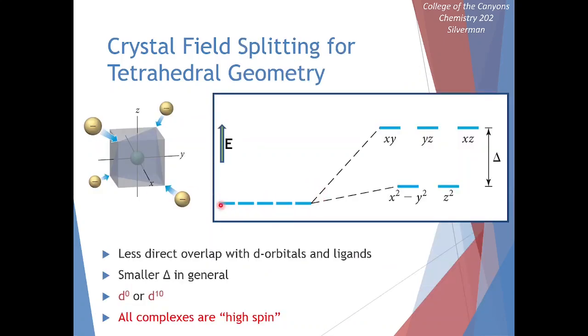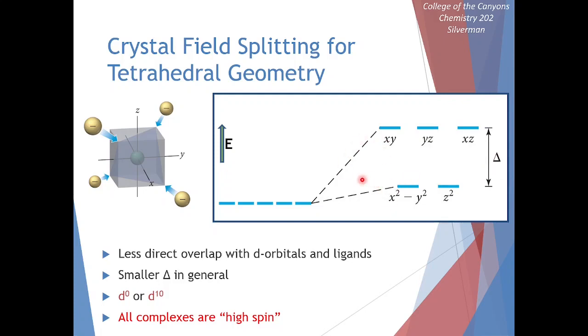Our metal by itself has those 5 d orbitals. Once those ligands come in, 3 orbitals get raised to a higher energy level. 2 orbitals get raised to just a slightly higher energy level. Again, we can call this our delta, our crystal field splitting energy, and we want to remember this pattern.